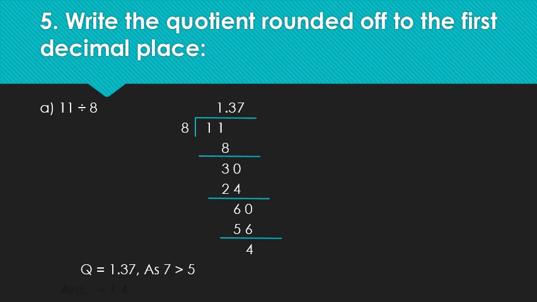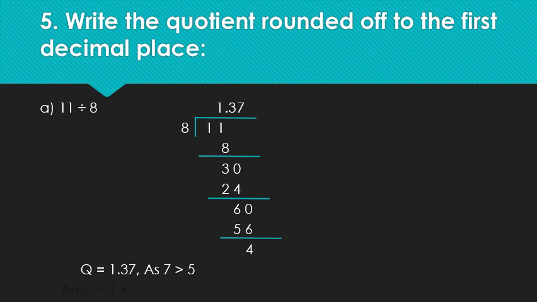So now we will stop the division here only, and we will look at the quotient. The quotient is 1.37 and the remainder is 4, but we will not continue the division because we have to round off the quotient to the first place of decimal. So as soon as we get the second place of decimal in the quotient, we will stop, and now we will see the digit at the first place of decimal, which is 3.